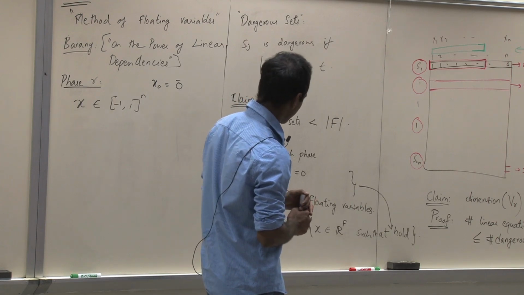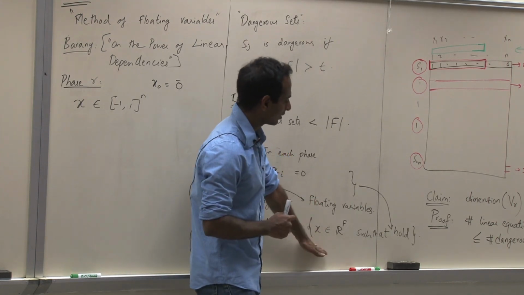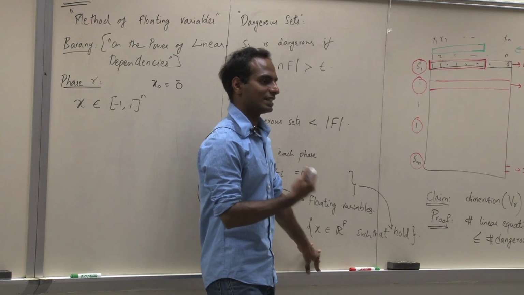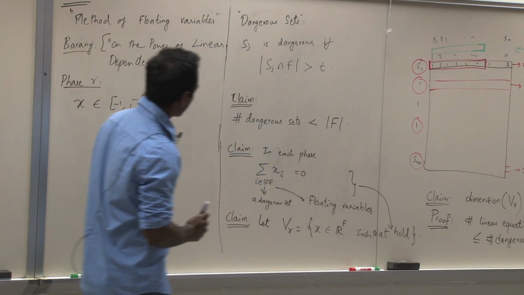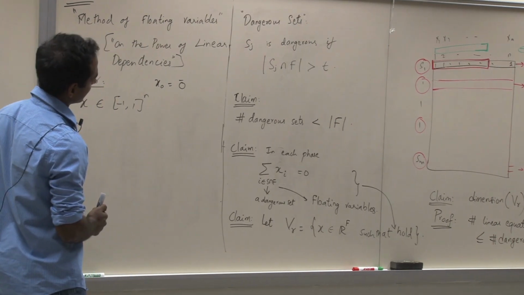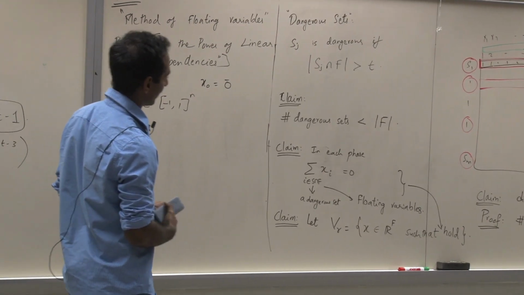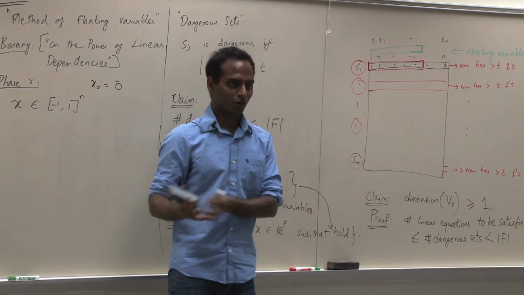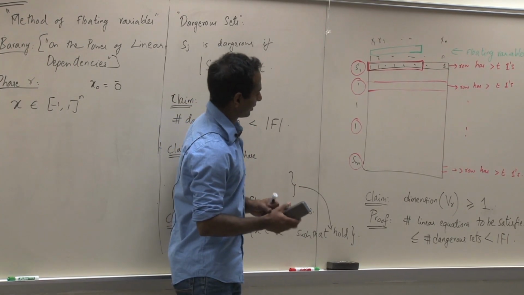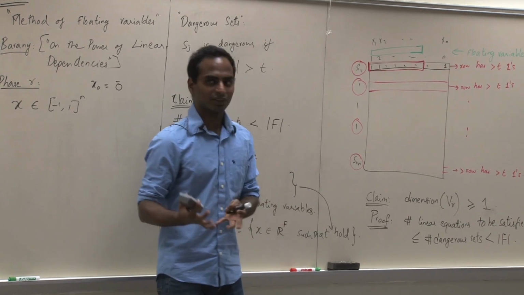So what have we shown here? We've shown that this space VR is non-empty. It has at least dimension 1. Okay. So with these tools, we are now ready to describe the algorithm. I'll describe the algorithm by drawing a figure. You can make it formal, but I don't think it gives any more intuition than the figure.